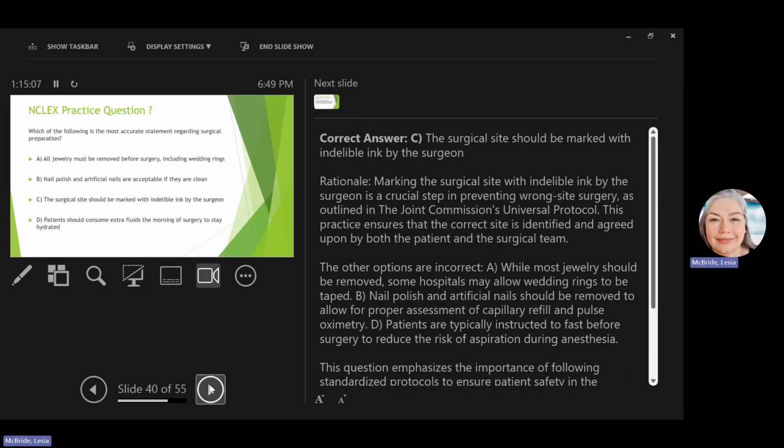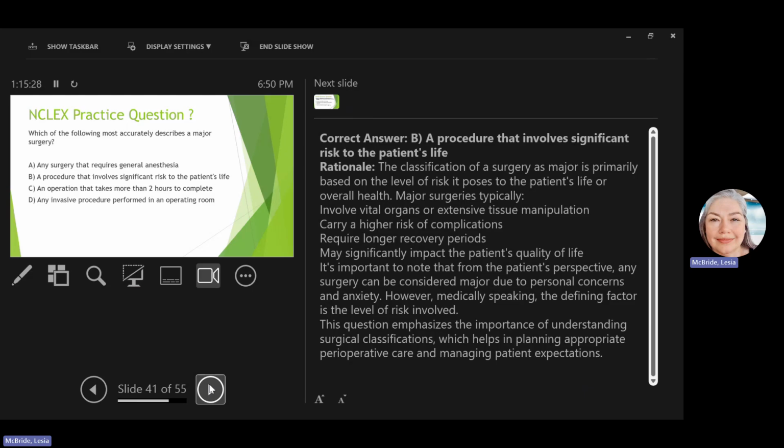Here's the next question. Which of the following is the most accurate statement regarding surgical preparation? Surgical site should be marked with indelible ink by the surgeon, would be awfully nice. Which of the following most accurately describes a major surgery? There is no time limit. A major surgery may only take an hour or even less. Sometimes they can take even more.